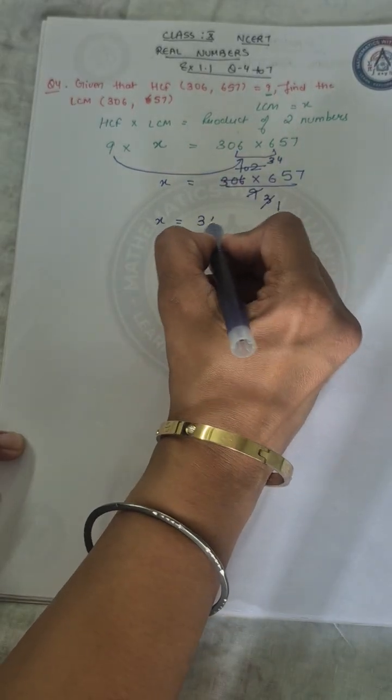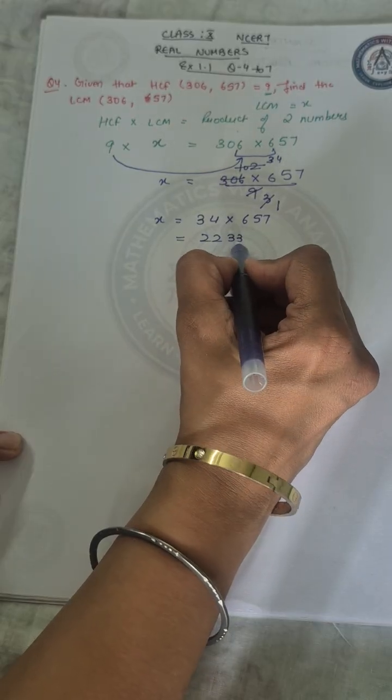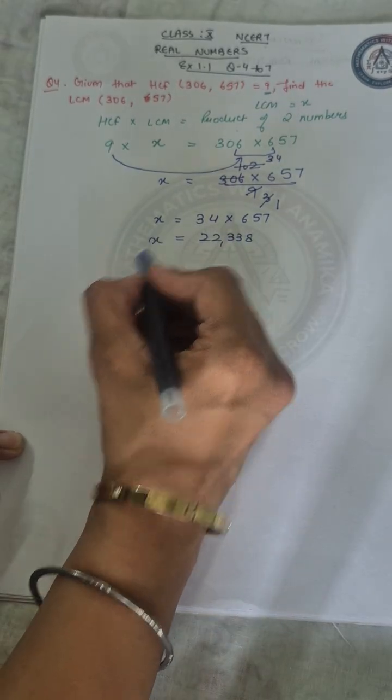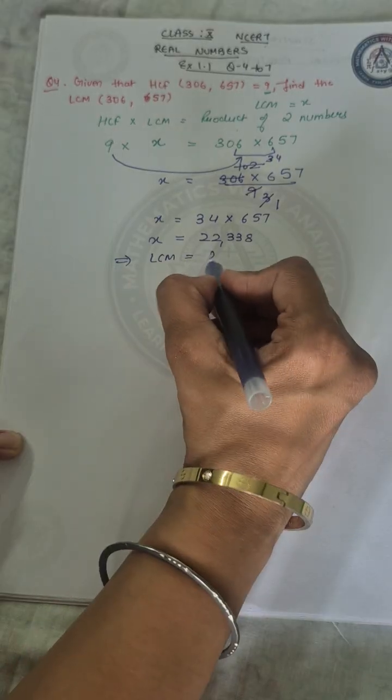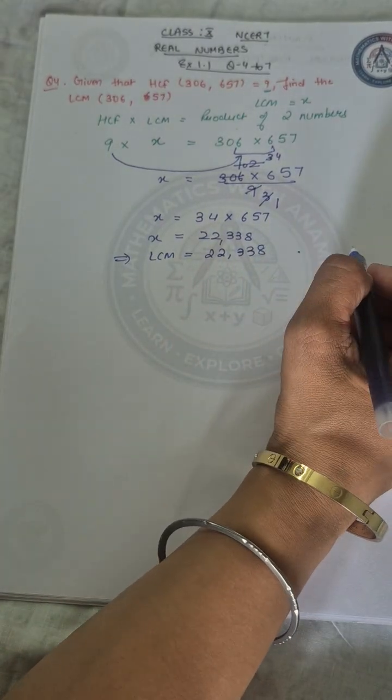So my X is 34 times 657, or when we multiply that gives you 22,338. X, that is, we can say that LCM equals 22,338. This is our answer. Let's proceed to next question.